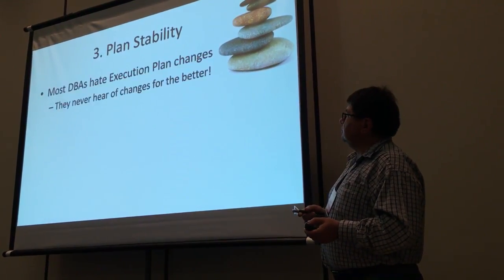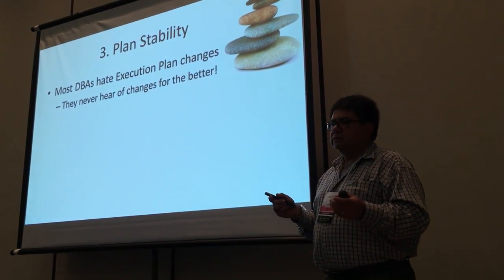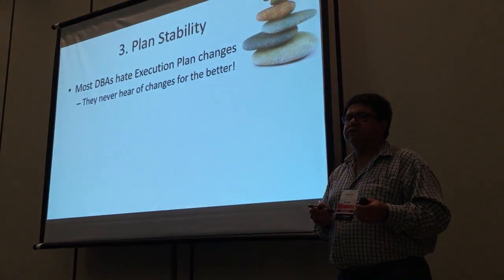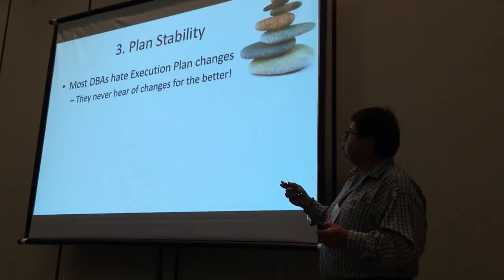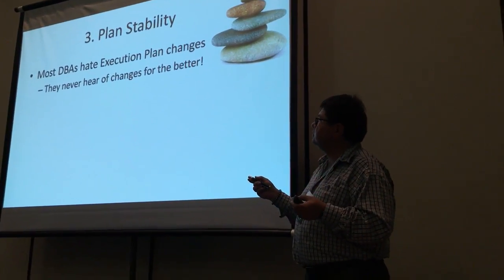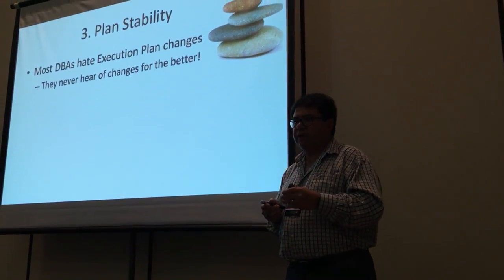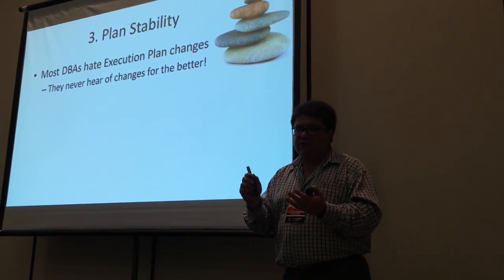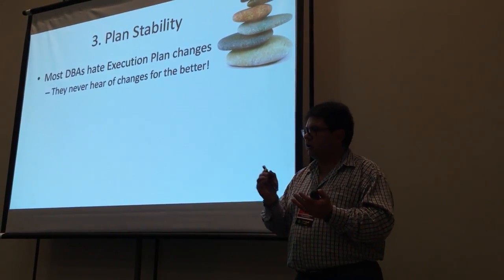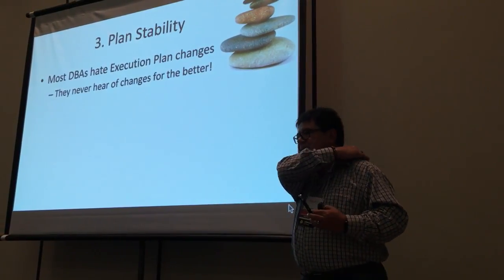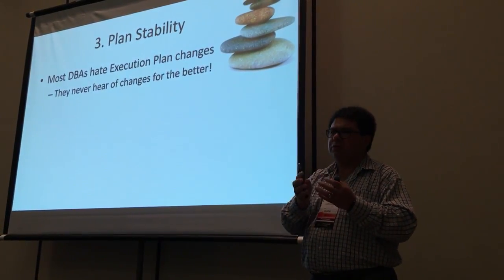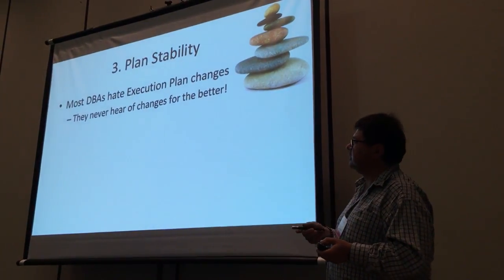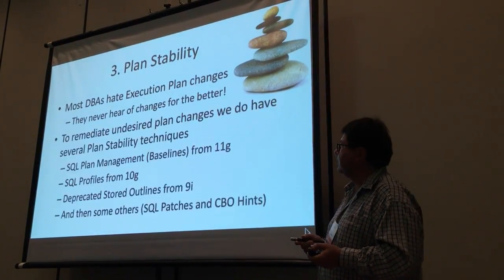Regarding plan stability, most DBAs, I mean, if you are a DBA, we hate this. We get told when the execution plan changes, right? Why? Because usually we get to know when it changed for the worse, not for the better. If the execution plan changed for the better, so far I've never seen a user come and say, okay, thank you, you helped me, the execution plan changed for the better. You never get that. But you do hear about the ones where performance regresses, right?